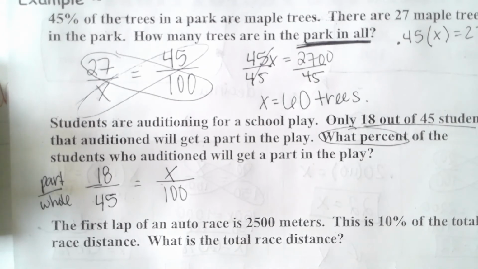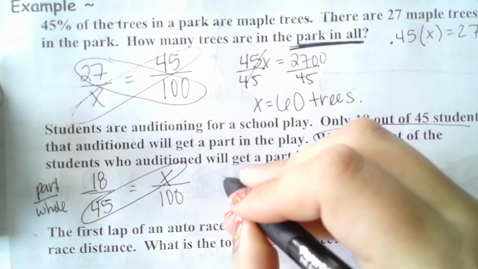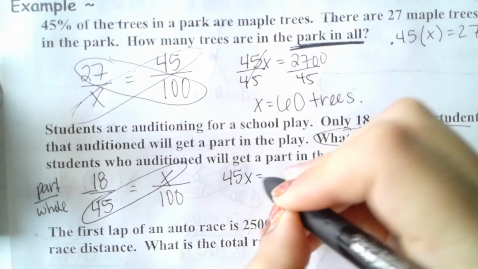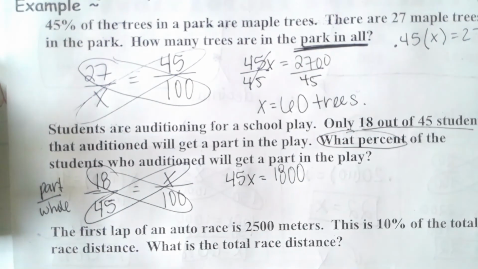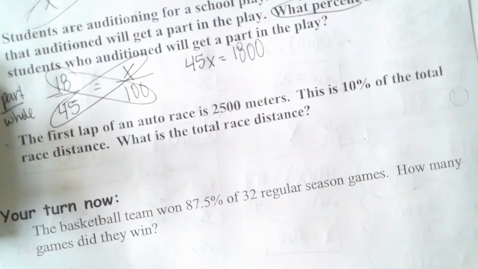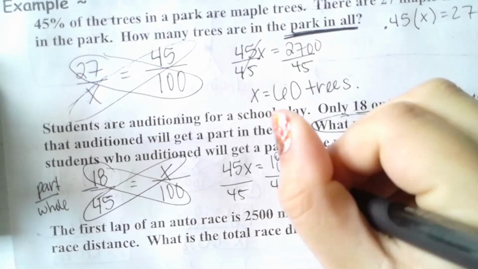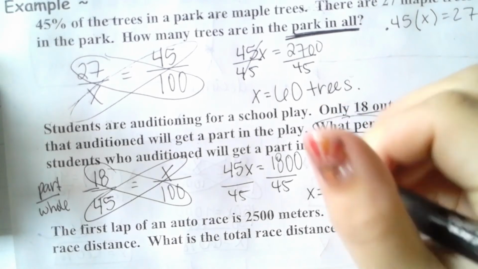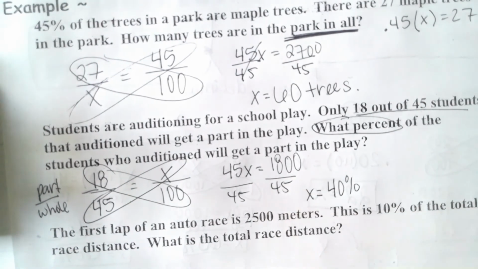So after you set up your proportion, you can cross multiply. So 45 times x is 45x. 18 times 100 is 1800. And then your last step to get x by itself is to divide by 45. And our percentage comes out to be 40% after you take 1800 divided by 45.